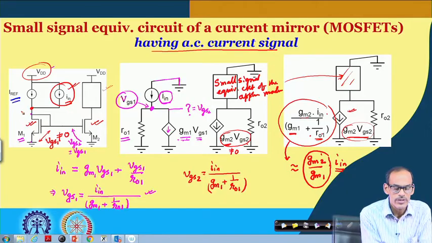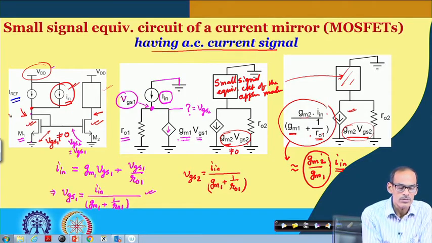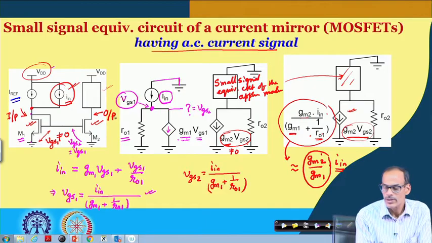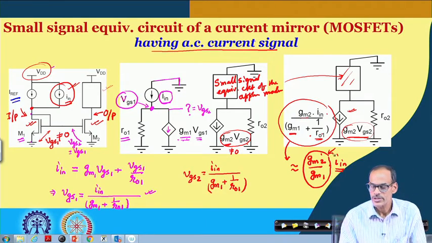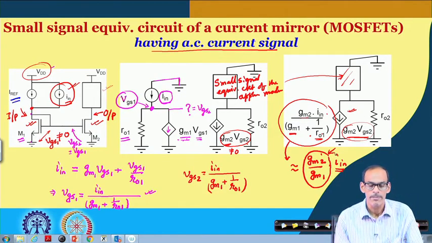Here we can see that this is the input to the current mirror and this is the corresponding output, and its gain we can say is GM 2 divided by GM 1.